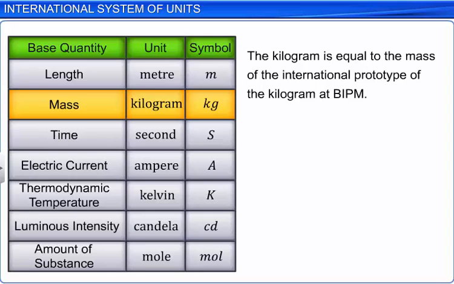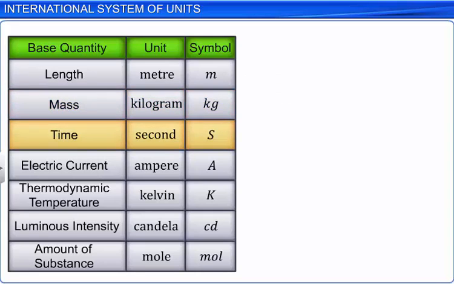Time is measured in seconds, denoted by the small letter s. A second is the duration of approximately 9 billion periods of the radiation corresponding to the transition between the two hyperfine levels of the ground state of the cesium-133 atom.